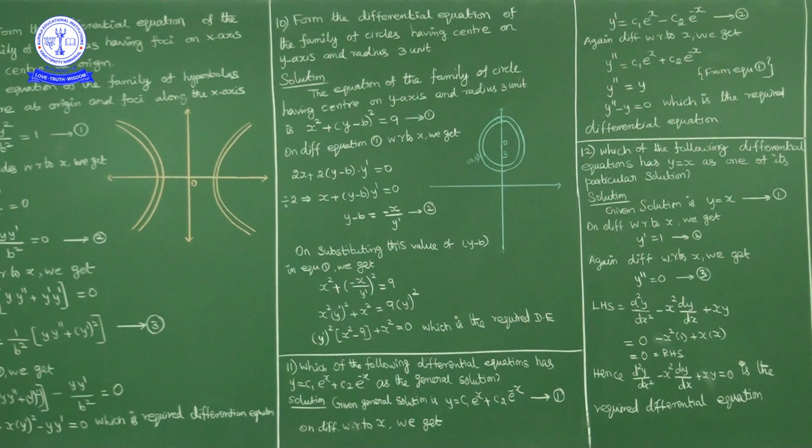Okay, now the LHS of the option is given as d square y upon dx square minus x square into dy by dx plus xy. So d square y by dx square is 0, minus x square into dy by dx, which is 1, so minus x square into 1, plus xy. x into what is y? y is x, no? So x into x is x square. So minus x square plus x square cancel, that is 0. Hence d square y upon dx square minus x square into dy by dx plus xy is equal to 0 is the required differential equation.